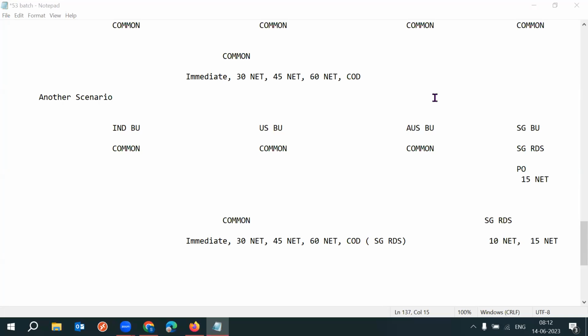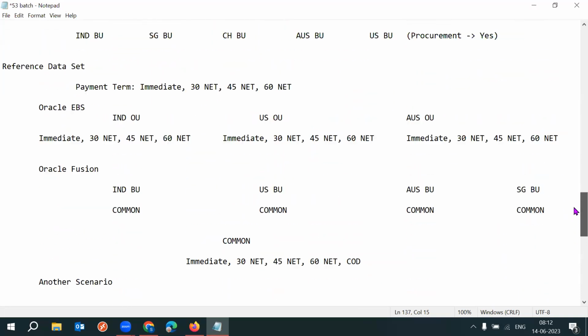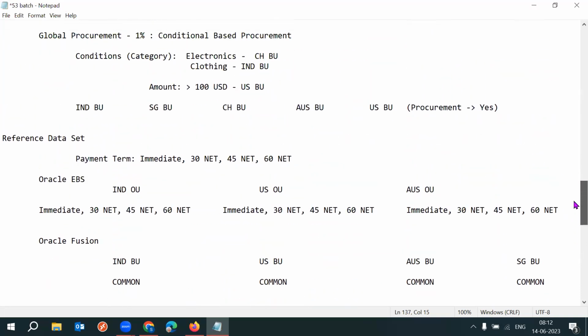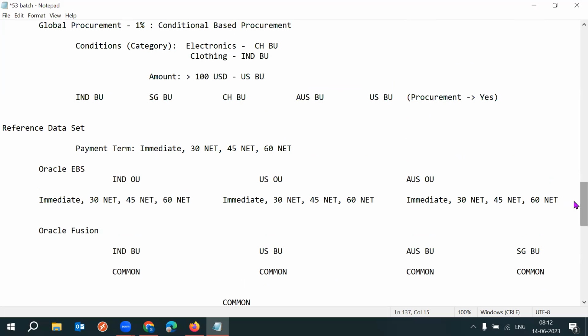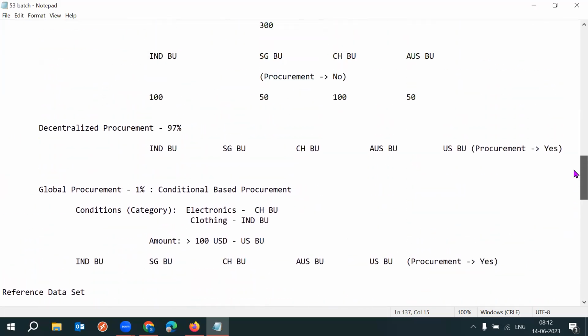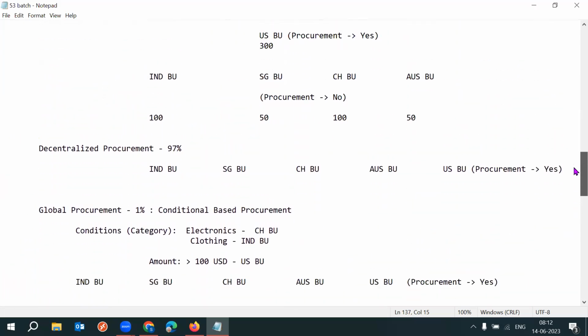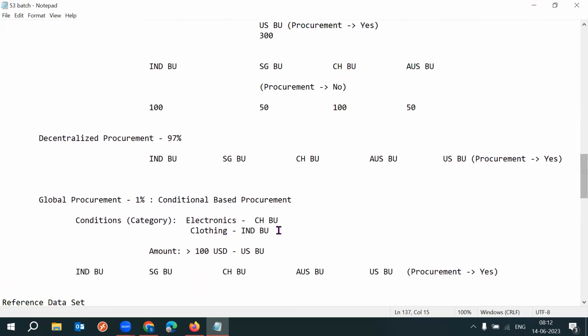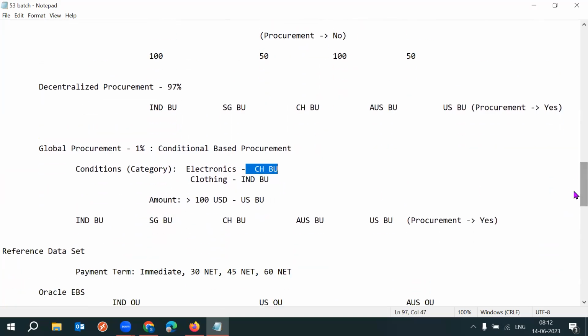I have a question, sir. If you don't mind, can you scroll up a little? Yes, sir. You mentioned for global procurement we have different BUs, and you gave an example: only electronics can be procured from China. So definitely there will be different buyers for different regions. For India, there will be a buyer. Yes, of course, different buyers would be there.